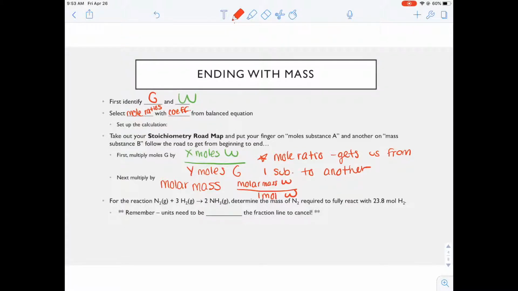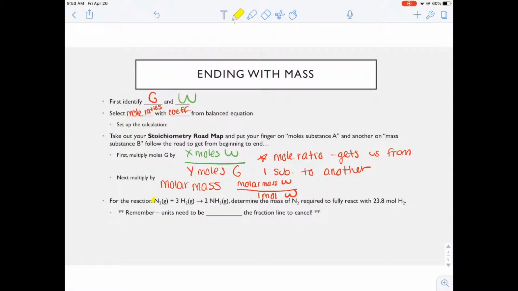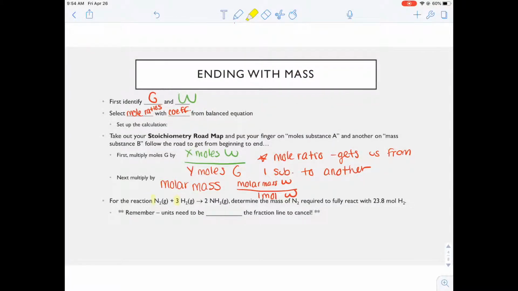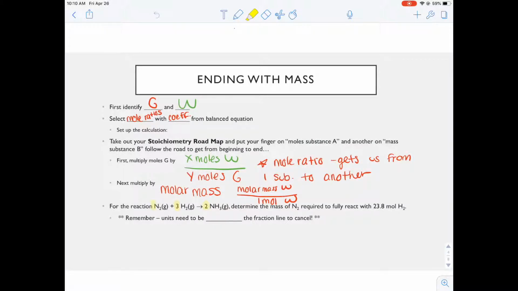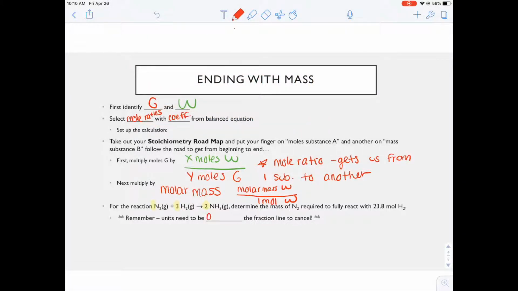All right. So here's our reaction. Same reaction as before. Here are my coefficients. Oh, I meant to use a highlighter. Okay. So we just highlighted the coefficients that we're going to use. Remember, when we set this up, it's all about our units being opposite the fraction line in order for them to cancel.